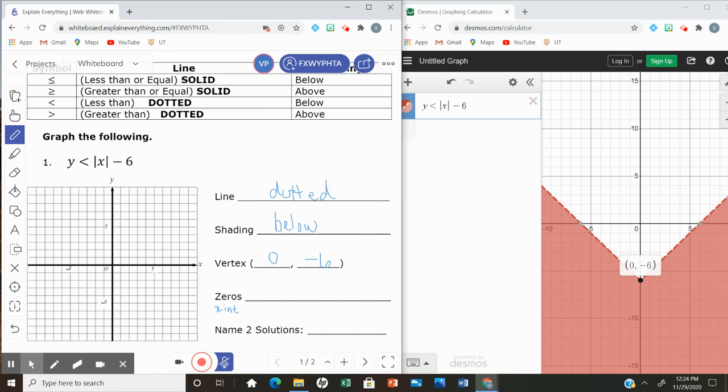Okay, zeros. This is where your graph is going to cross the x-axis. Now remember, it can cross 2 times, once, or not at all. I can see right here on my x-axis, I have 2 points that are already highlighted for me. So I'm going to click on those. And there are the 2 zeros. So we have -6, 0.